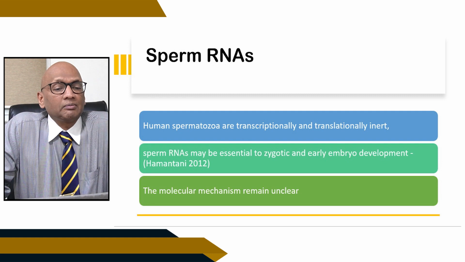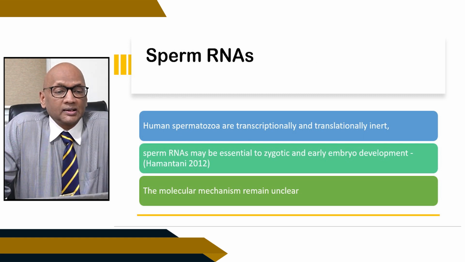When we come to the mRNA, the human sperm is packed into a tightly compacted nucleus without any cytoplasm, with a neck and a tail. The sperm becomes transcriptionally and translationally inert, and there is a set of sperm RNA which facilitates zygote formation and early embryonic development, though the molecular mechanisms remain unclear. What are the clinical implications of whatever I spoke in the last 10 minutes, which I'll be elaborating?